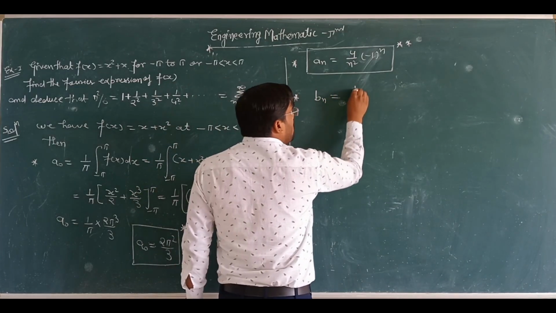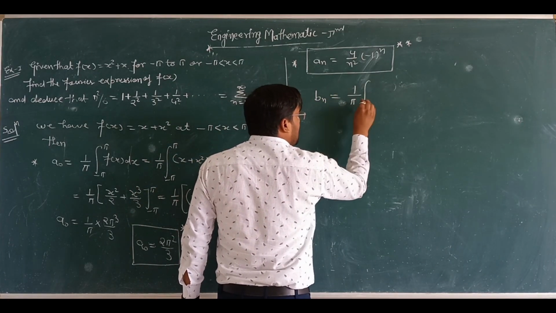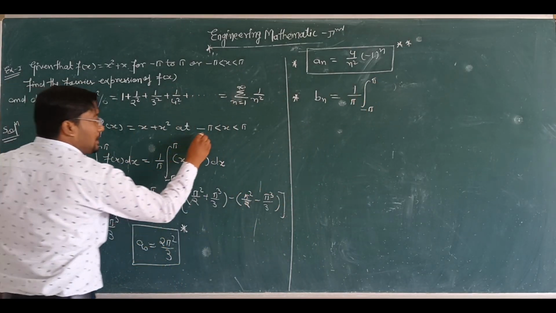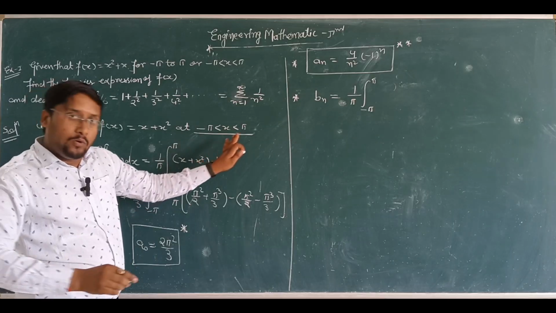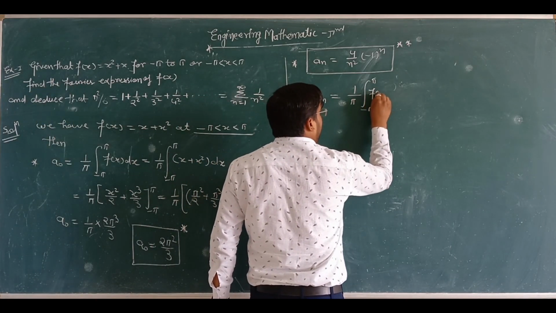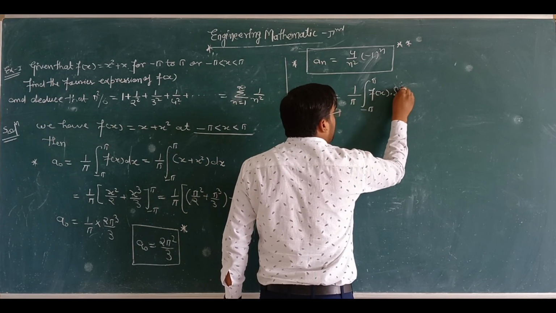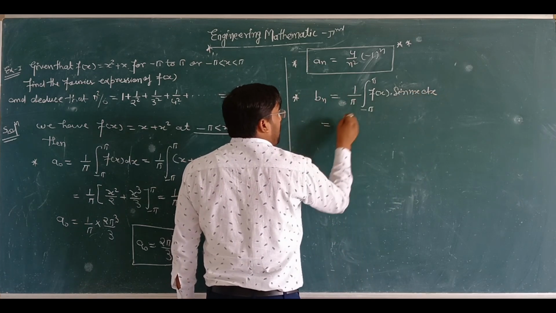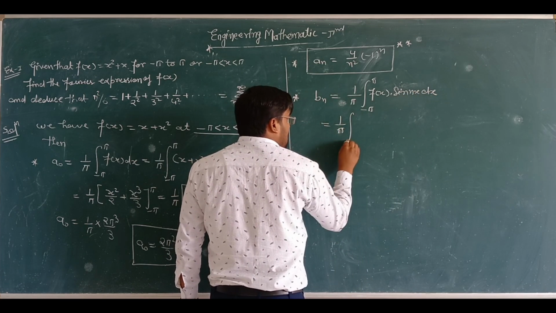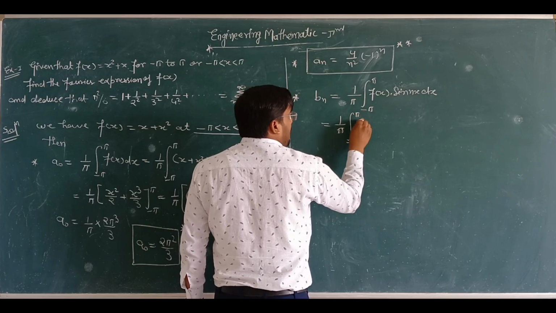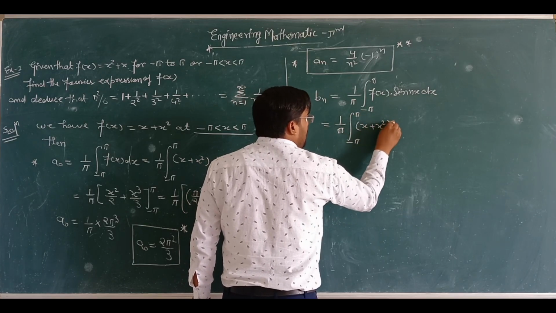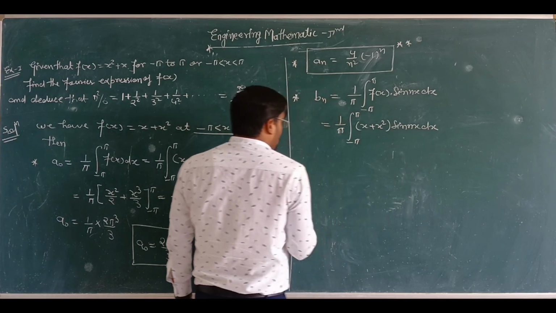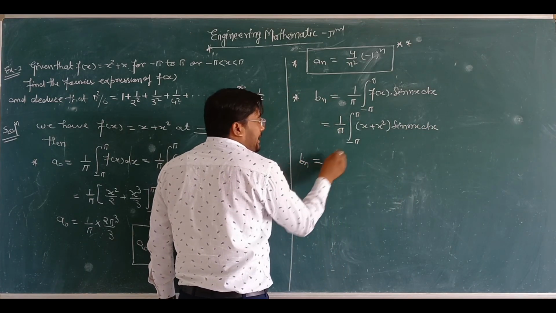This is bn equal to 1 by pi integration minus pi to pi, put the given limit, minus pi to pi f(x) sine nx dx. Now put the value of f(x). You can write 1 upon pi integration minus pi to pi, put the value of f(x), x plus x square, sine nx dx. Now bn is equal to integrate of this function.